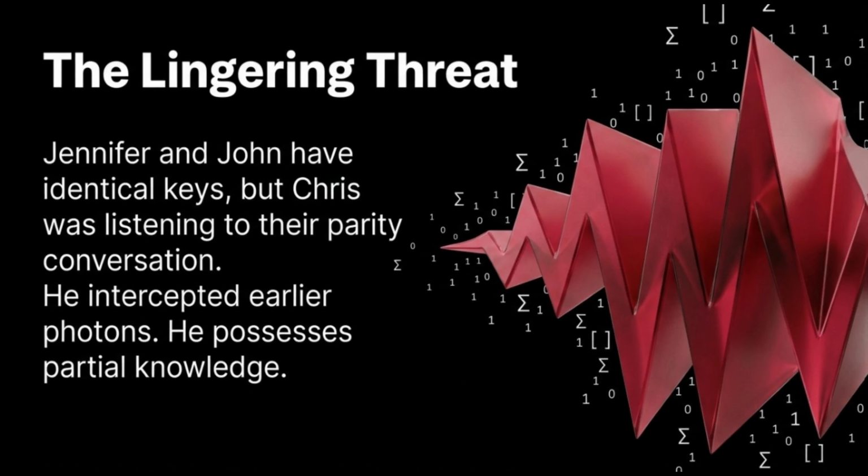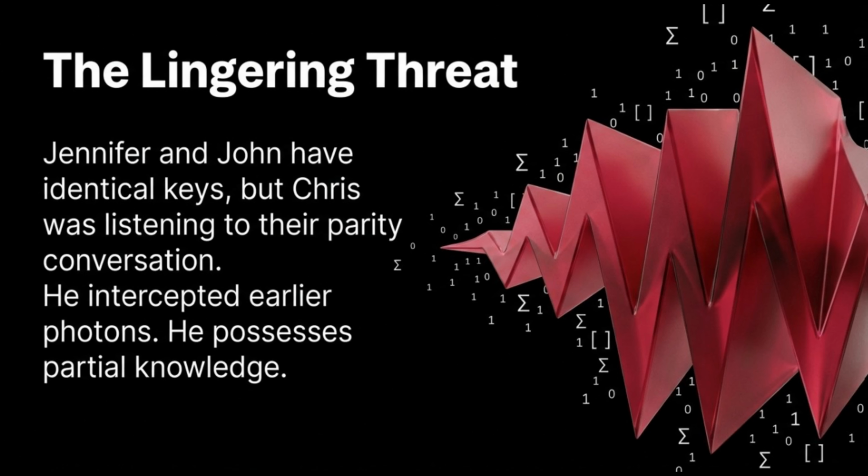At this stage, it's tempting to think the mission is complete. Jennifer and John have successfully fixed every error and are now holding identical bit streams. But in the world of quantum cryptography, a matching key is not necessarily a secret one. We are now facing the lingering threat. While Jennifer and John were busy reconciling their information, they were doing so over a public channel. This means Chris was listening to every single parity conversation. Furthermore, we must assume Chris intercepted some of the original photons before the sifting process even began.